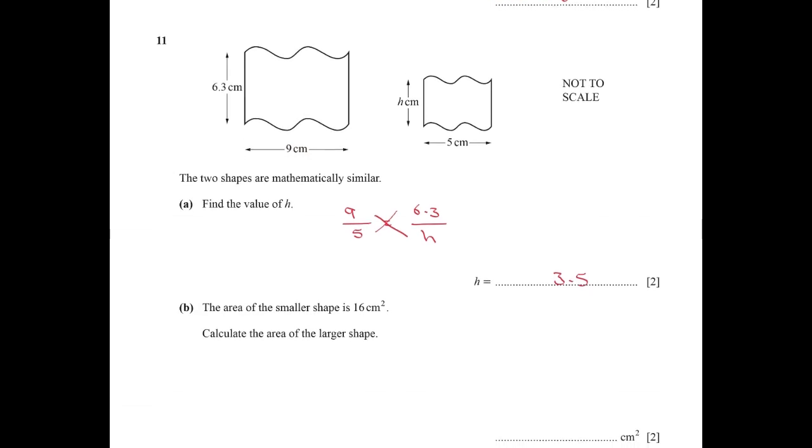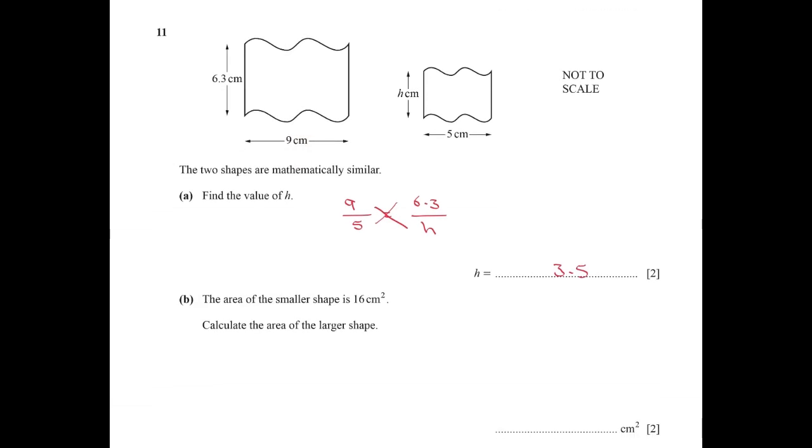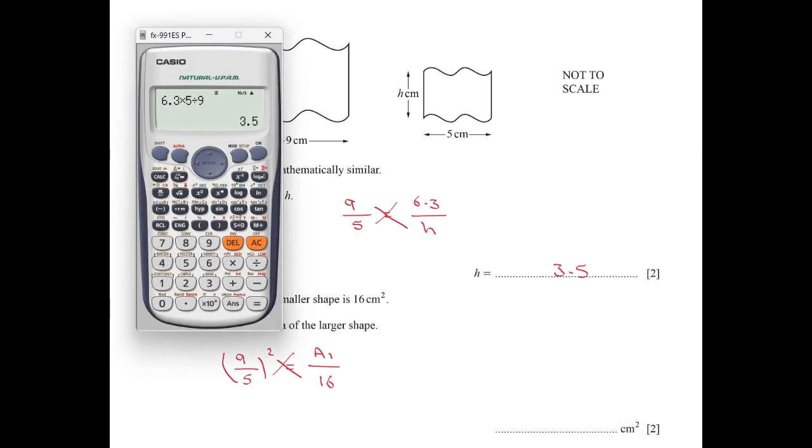The area of the smaller shape is 16. Calculate the area of the larger shape. The ratio between areas is the square of the ratio between the two sides. So 9 over 5 all to the power 2 is equal to the area of the bigger shape, which I don't know, over the area of the smaller shape, which is 16. By doing simple cross multiplication, we can find the second area. 9 power 2 times 16 divided by 5 power 2 is equal to 51.84.